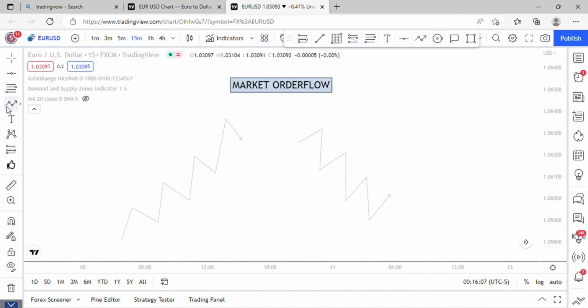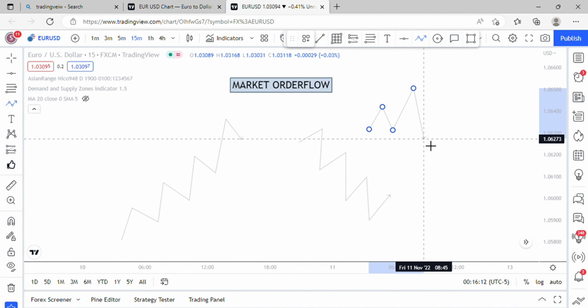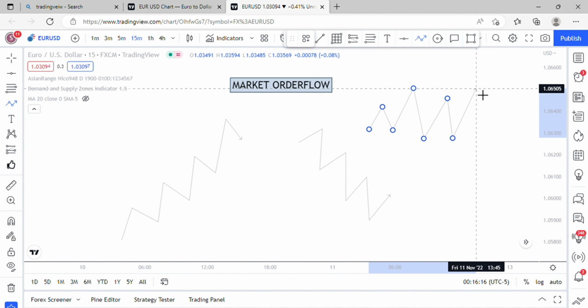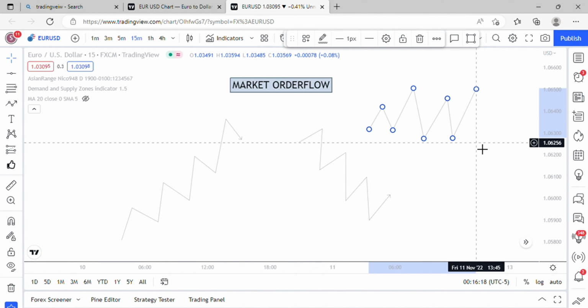We are not going to trade in a sideways trend. Mainly a sideways trend is when the market is not breaking structure and creating liquidity.